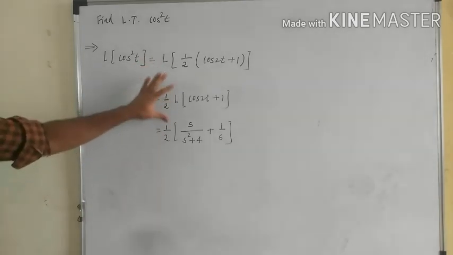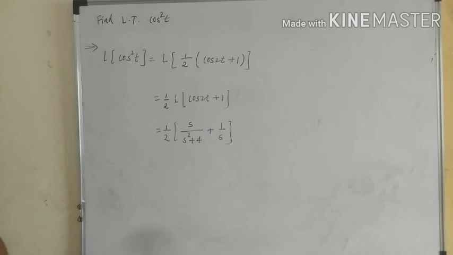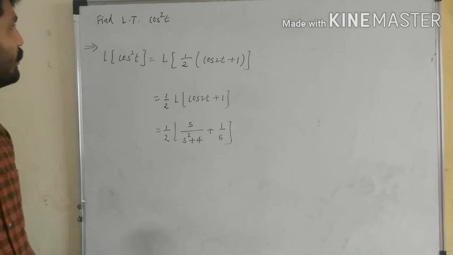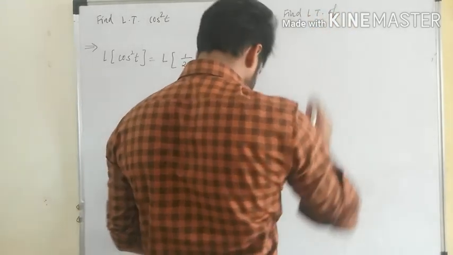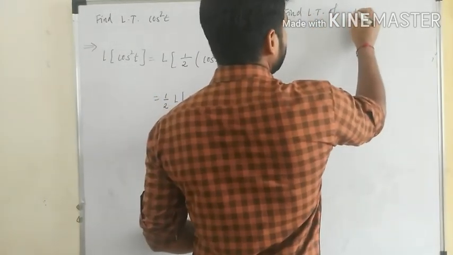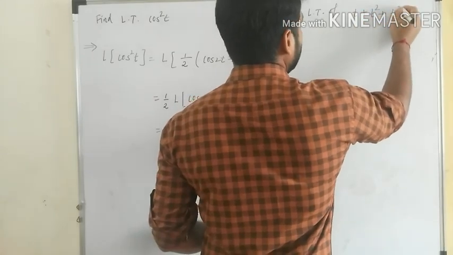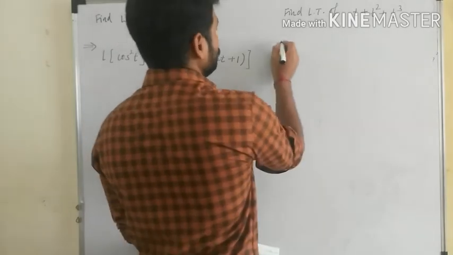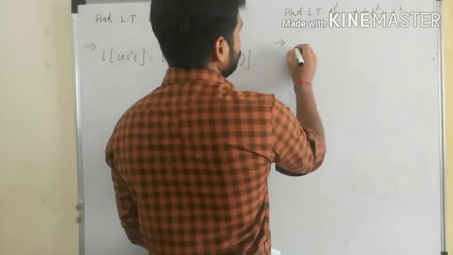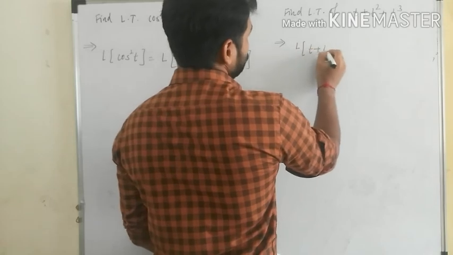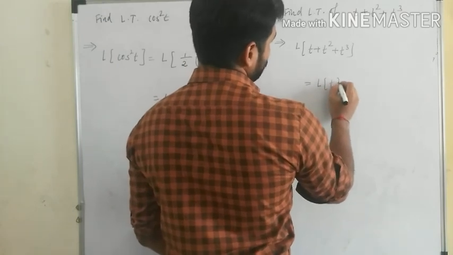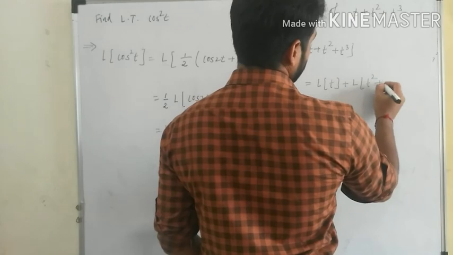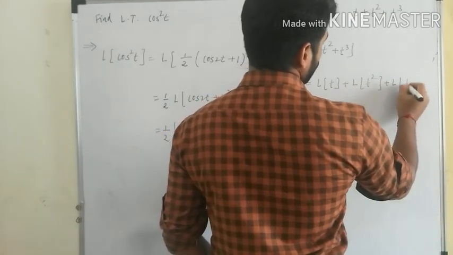So this is the simple or very short method to find Laplace transform of any type of function by directly using the Laplace transform of elementary functions. Now see one more problem. Find Laplace transform of t plus t square plus t cube. So the solution is Laplace transform of t plus t square plus t cube is equal to Laplace transform of t plus Laplace transform of t square plus Laplace transform of t cube.